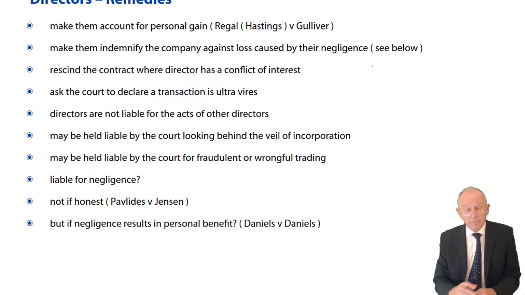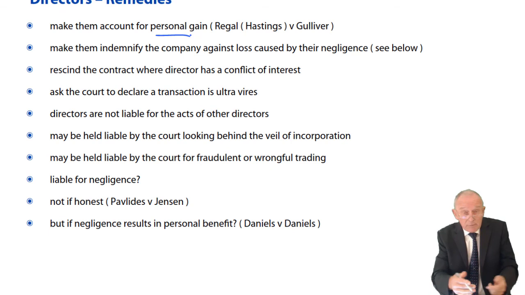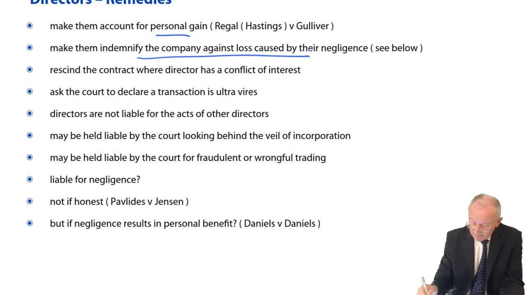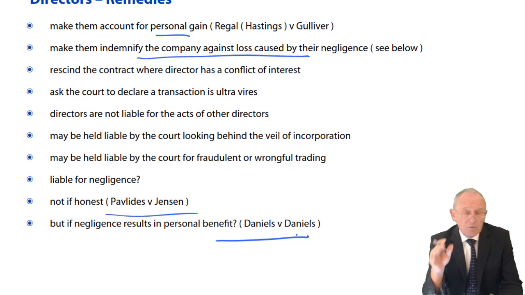Where the company and or director are in default, there are remedies available. Make them account for the personal gain. Make them pay it back. Make them indemnify the company against any loss caused by their negligence. This is not just for money lending. This is where a director has been negligent. There's this case, Pavlidis and Jensen, and the other one, Daniels and Daniels. These are both illustrations of negligence.